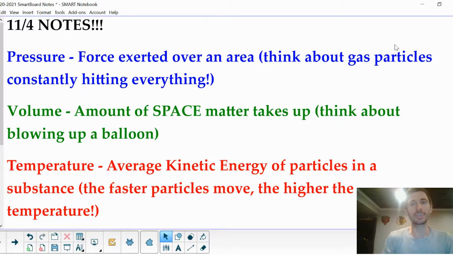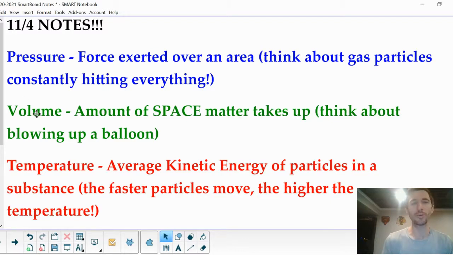So with gases, I like to think about gas particles just constantly hitting everything. Like a boxing match, bam, bam, bam, bam, bam. The harder that gas particles push against something, the more pressure there is. All right. So think about temperature. When you heat something up, gas particles move faster, so they hit more. If something's a lower temperature, they're not hitting as fast or as strongly, so there's lower pressure. So that's pressure in general.